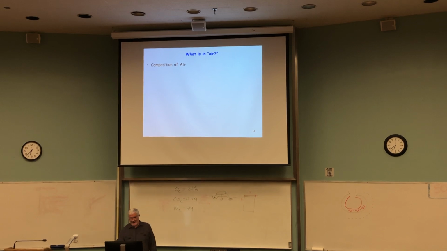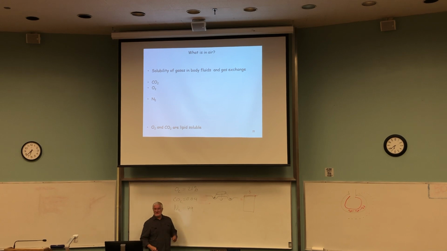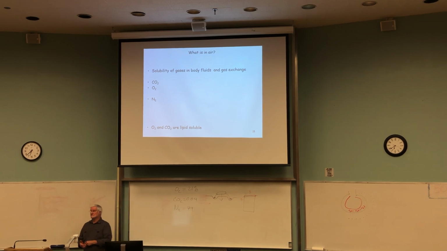Now with that, then we go for a bit of a break. Solubility issues, which means how easy something is to dissolve in a liquid. CO2 is the most soluble. The second most, a little bit less soluble, is O2. And actually CO2 is about twice as soluble as O2 is.